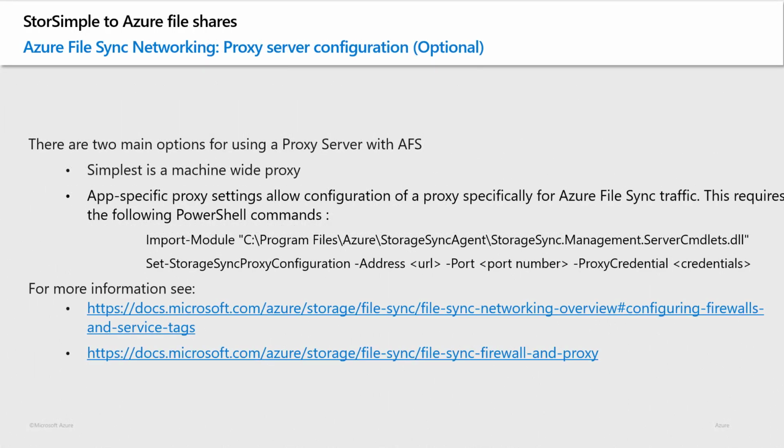If you need to work through proxy servers, then AFS can fully interoperate with a proxy server. However, you must manually configure the proxy endpoint settings for your environment to work with Azure File Sync. There are 2 main options for using a proxy server with AFS. The simplest is a machine-wide proxy, or app-specific proxy settings allow configuration of a proxy specifically for Azure File Sync traffic. This requires the PowerShell commands shown on this slide. For more information, see the links on the slide.